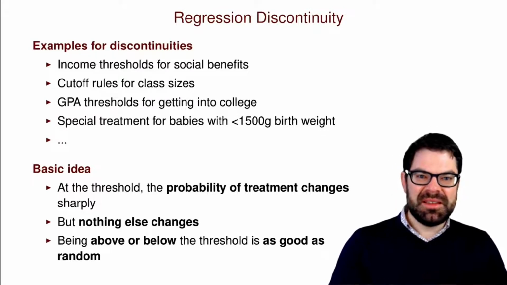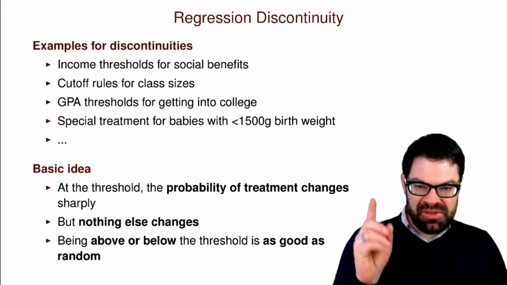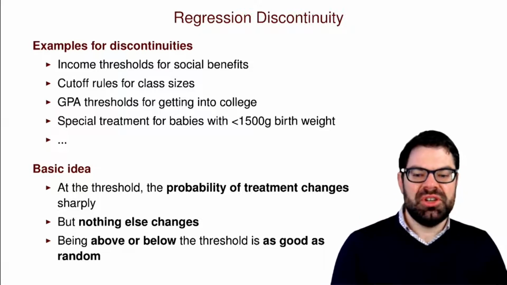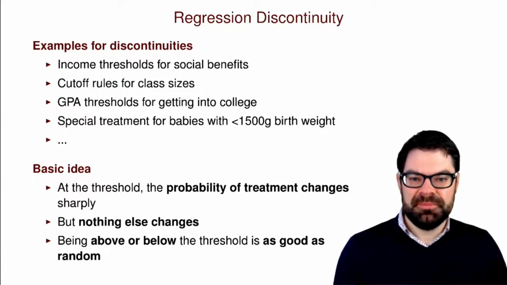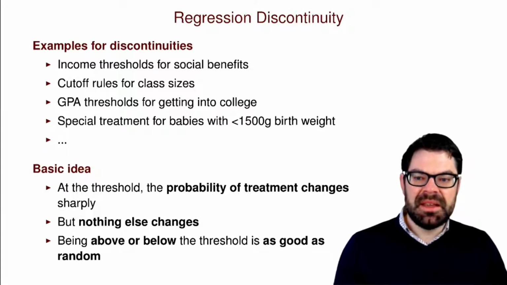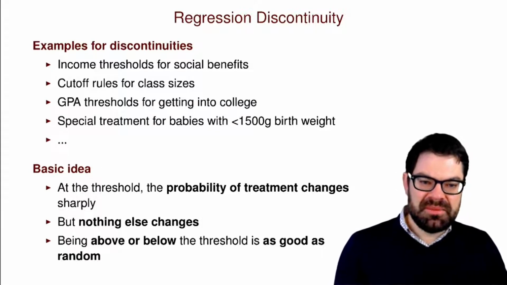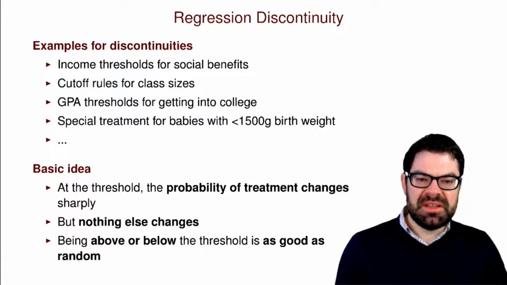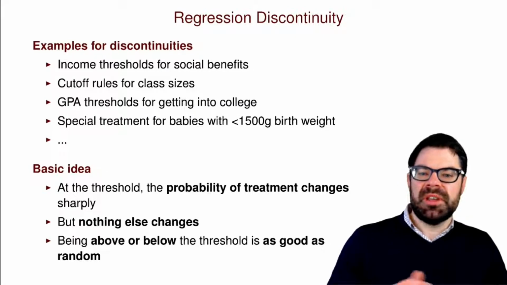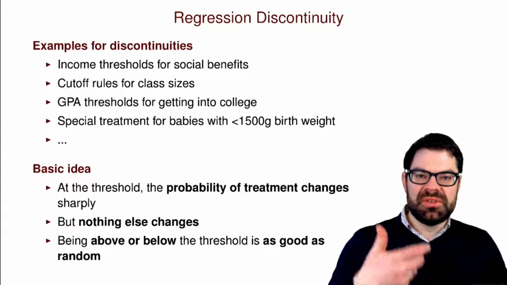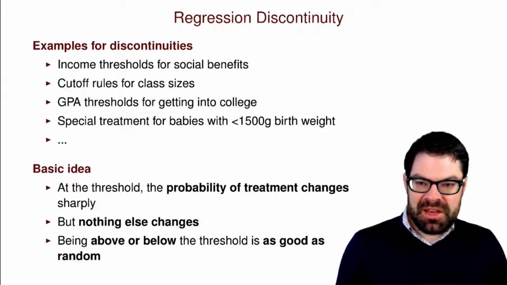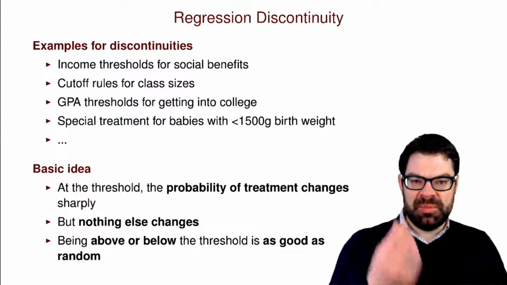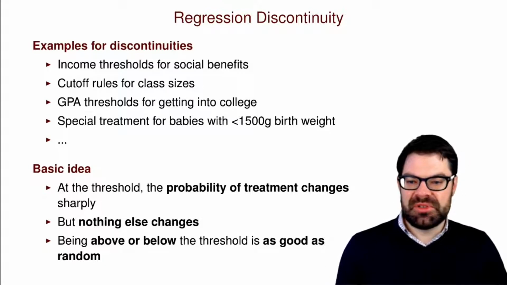So the idea here is that this rule, this discontinuity, assigns the treatment, but at that discontinuity, nothing else changes. And if that's the case, then we can estimate the effect of any of those discontinuities on the outcome. We can, for example, look at the effect of a student's class size on their education outcomes, or we can look at the effect of receiving more generous social benefits on all sorts of outcomes, and so on.